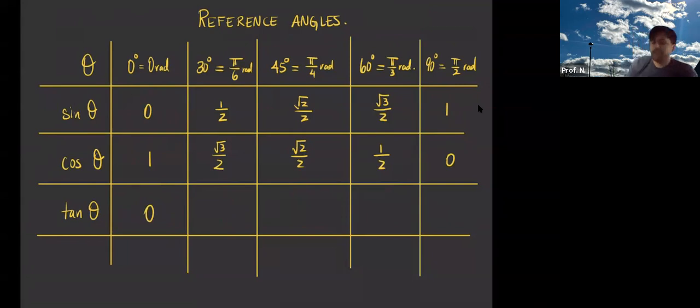What's tangent of 30 degrees? Sine of 30 degrees over cosine of 30 degrees, which is 1/2 divided by rad 3 over 2. But what is that? So you know what? Let me write this out somewhere else.